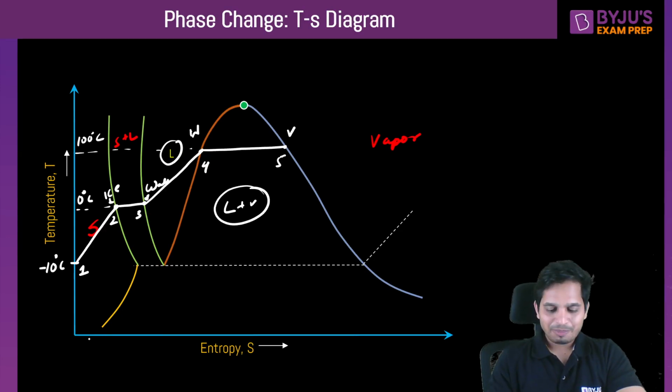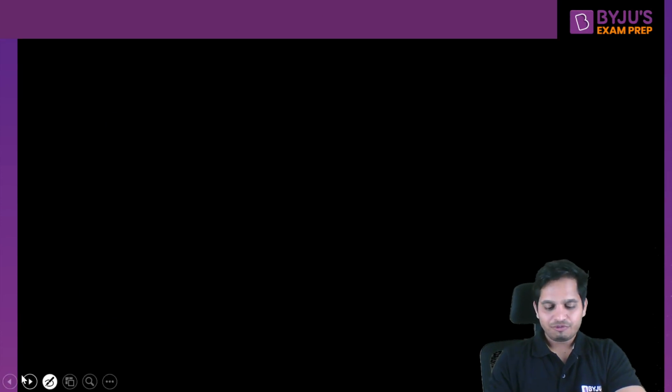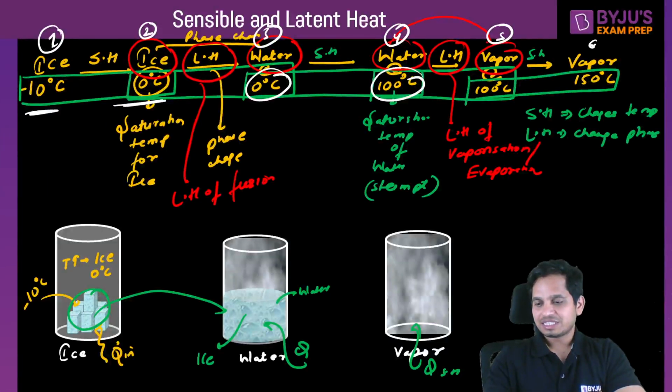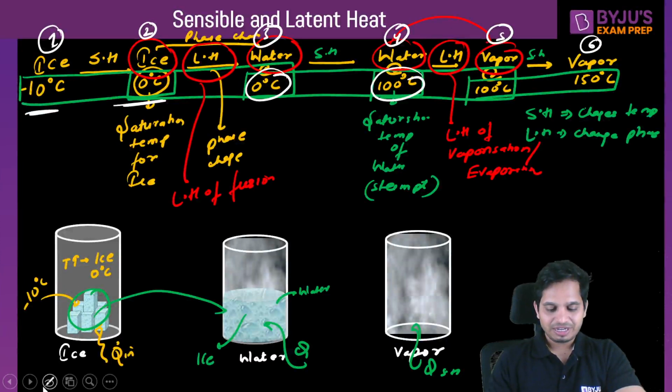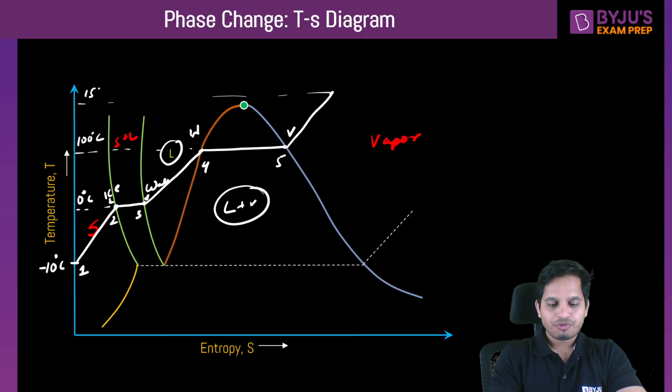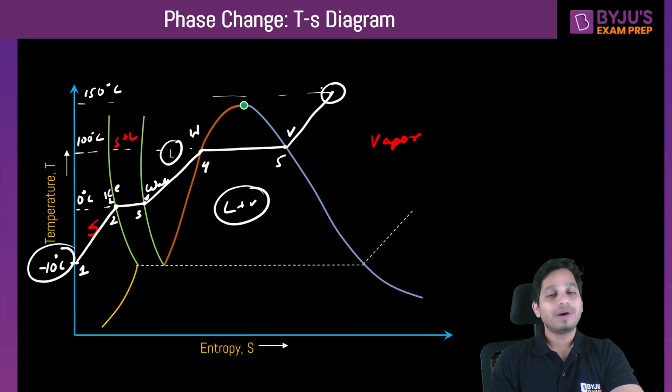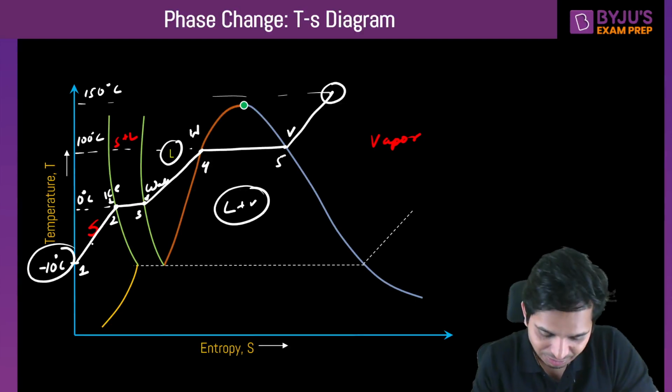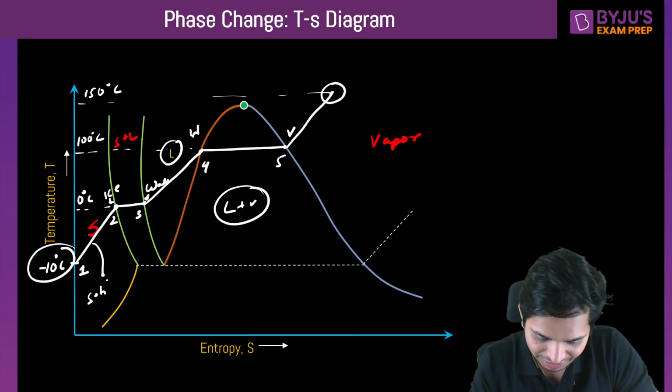And then what will happen from 5 to 6? This is 6. That means temperature will increase. So the temperature is increased to 150 degrees Celsius. So this is how ice at minus 10 will be converted to water vapor at 150 degrees Celsius. So this is basically sensible heat.